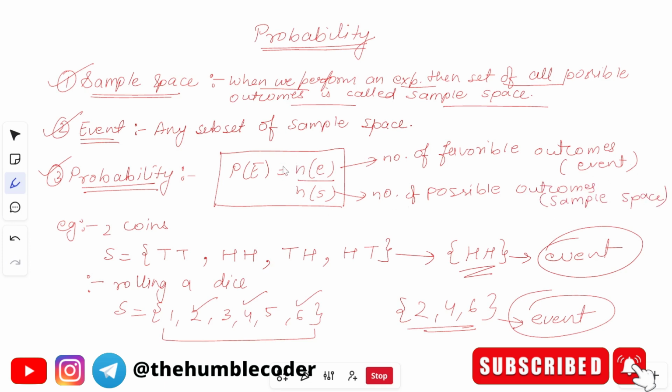And just in case you want to understand what this n and this e are, it is simply the number of favorable outcomes divided by the number of possible outcomes. So far we have understood the entire concept. Let's now directly jump onto the questions and start solving them.